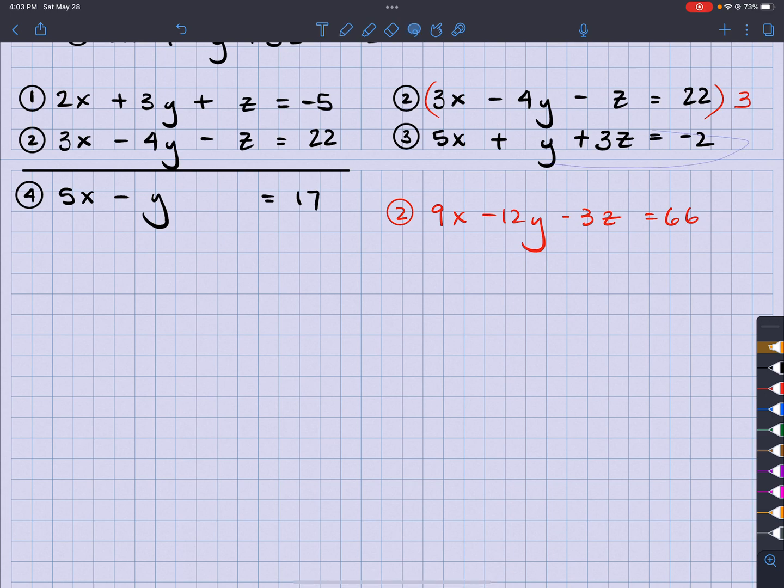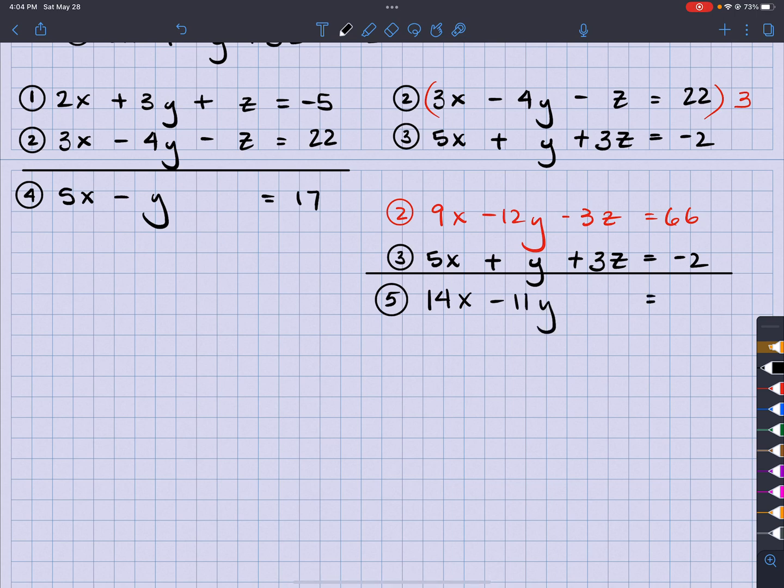My third equation is going to stay as is. I'm just going to put this right down here. Let me add these two as well. When I add these two, I'm going to get equation 5. So what do I have? I have 14x minus 11y, and that's going to give me 64.